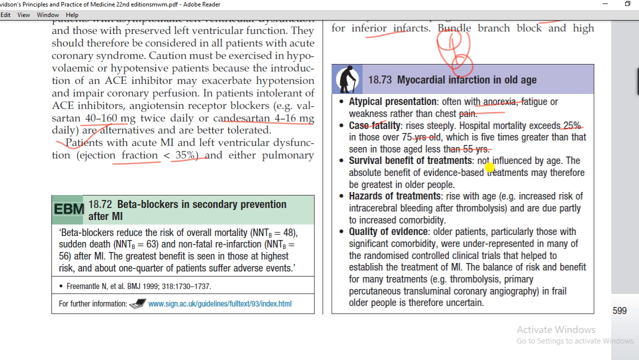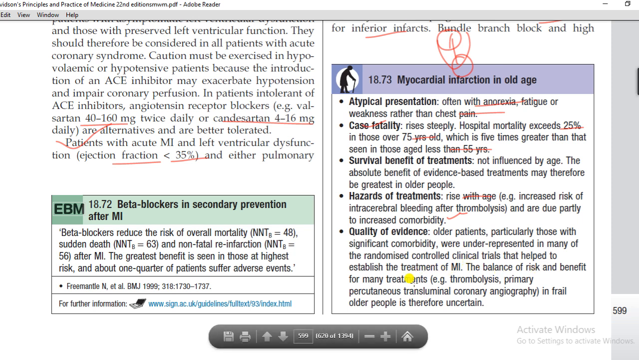Survival benefit of treatments is not influenced by age. The absolute benefit of evidence-based treatment may therefore be greatest in older people. Hazards of treatment rise with age, such as increased risk of cerebral bleeding with thrombolysis, and are due partly to increased comorbidity. Quality of evidence: older patients, particularly those with significant comorbidity, were underrepresented in many of the randomized controlled clinical trials that help to establish the treatment of MI, so the balance of risk and benefit for many treatments is uncertain.